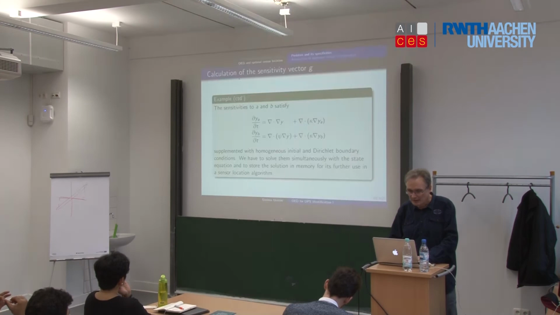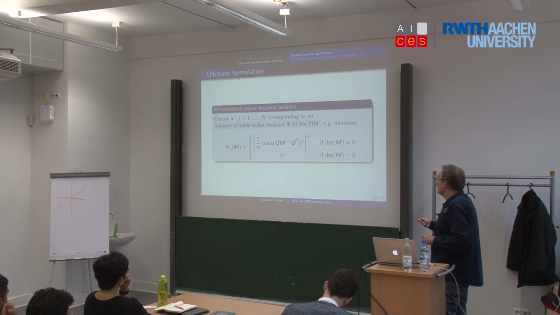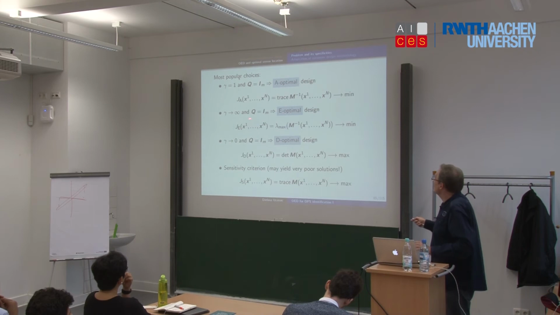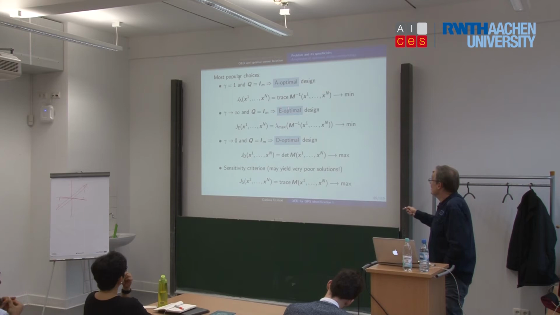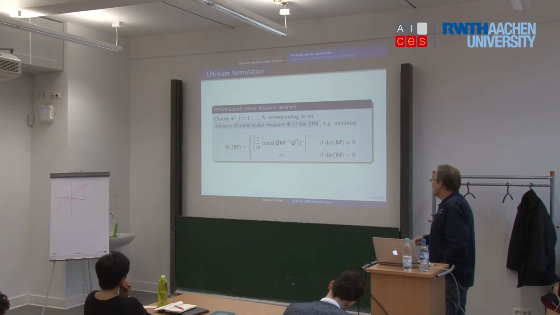So here you have a general form of the optimality criterion. Here you see a matrix capital Q and a scalar gamma, and depending on the choices of this capital Q and gamma, you get the criteria I've talked about. So this is one equation which gives you all the criteria depending on the choice of gamma and capital Q.